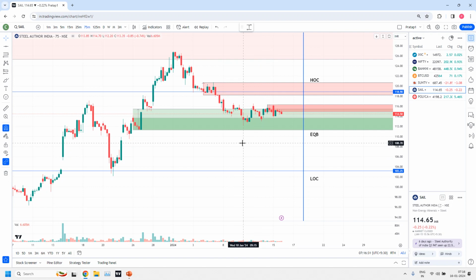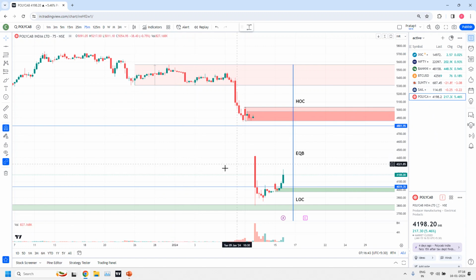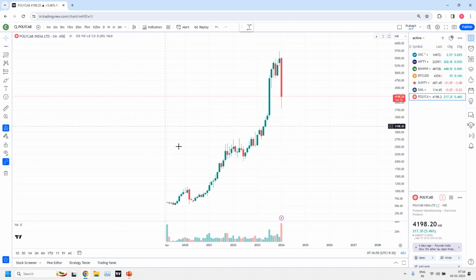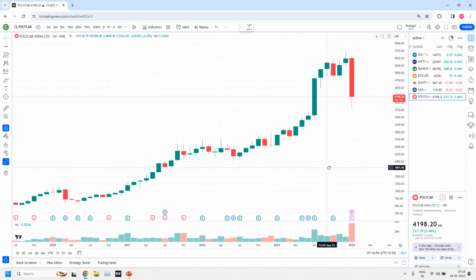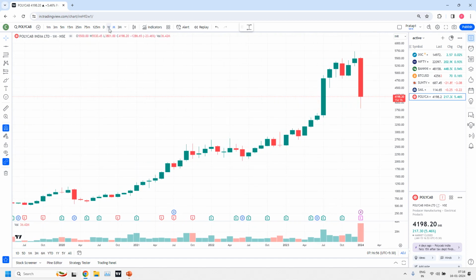Okay, this is about our second example, WIT trade. This is a bullish setup. Now we will see one more example for a bearish trade setup. POLYCAB, the next stock. This is a WIT trade. Because it is a WIT trade, let me go to the weekly time frame.